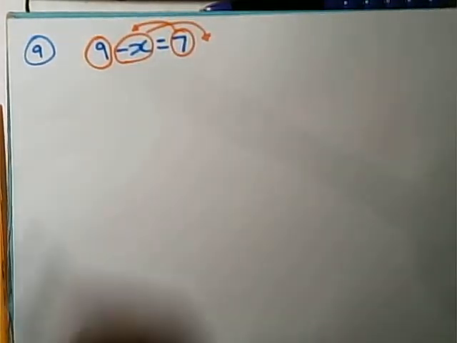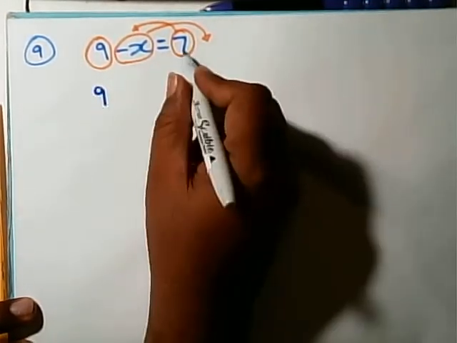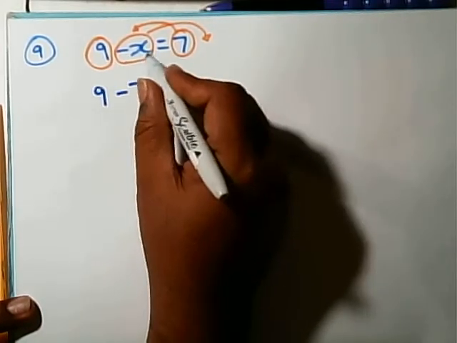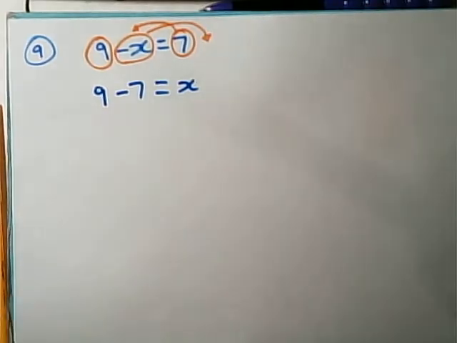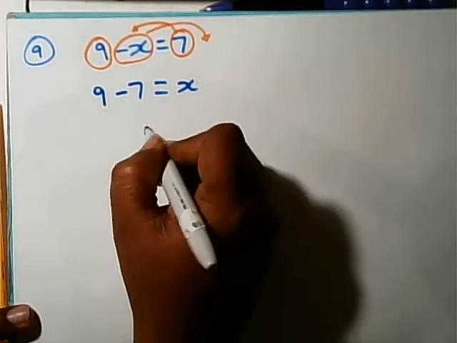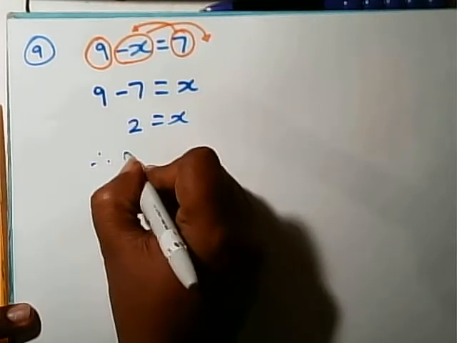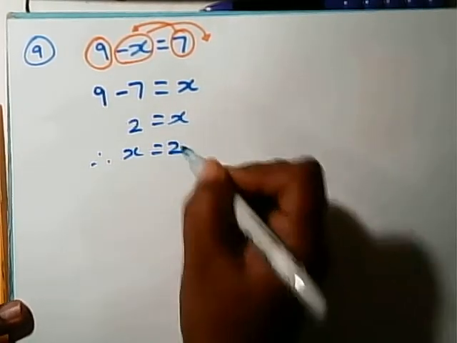What would I get? 9 still here. 7 has come across as negative 7. And the negative x comes across as a positive x. 9 take away 7 is 2. 2 is equal to x. Therefore, x is equal to 2.